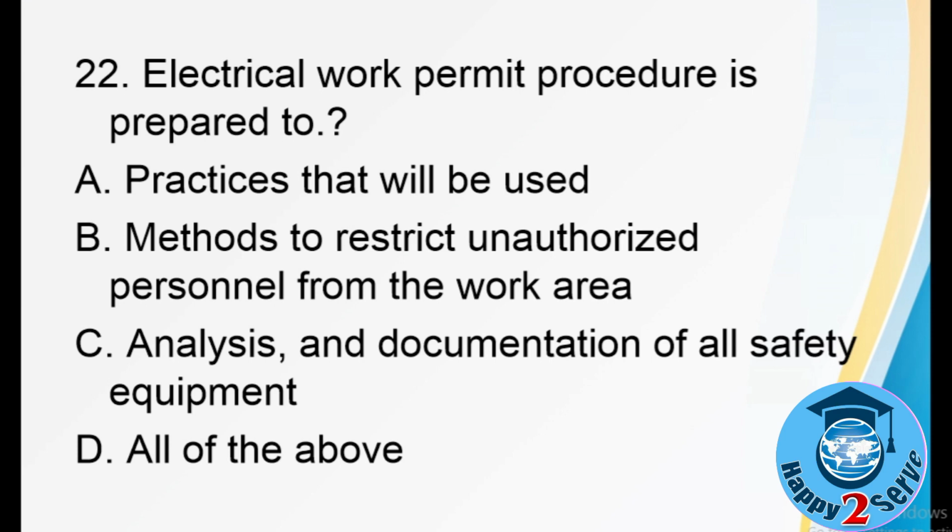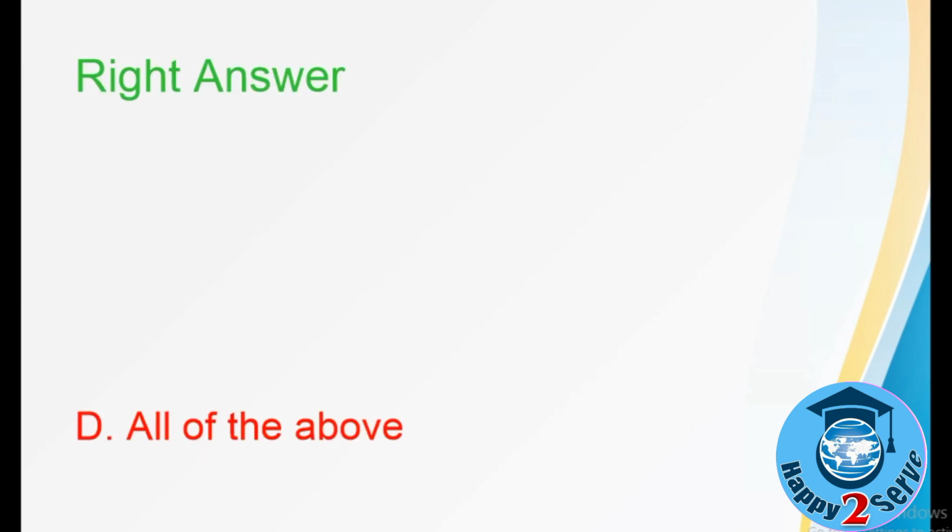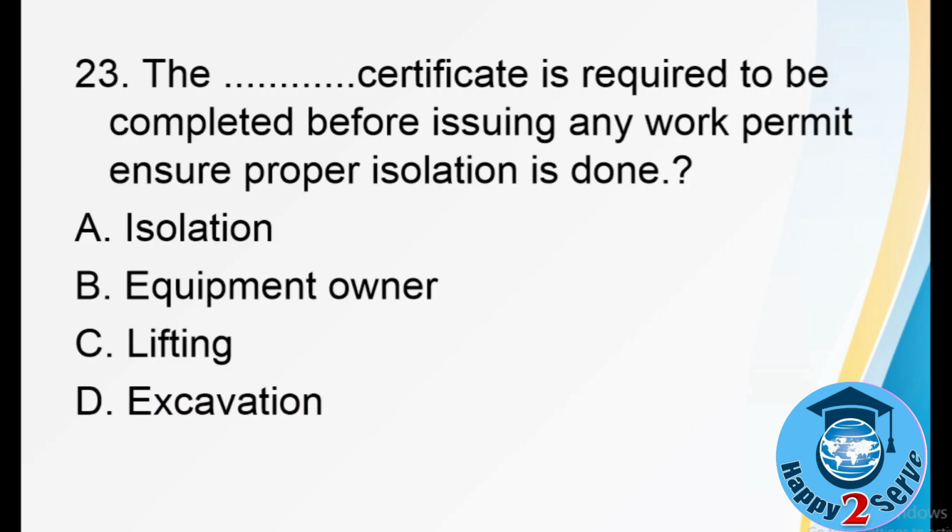22. Electrical work permit procedure is prepared to: A. Practices that will be used, B. Methods to restrict unauthorized personnel from the work area, C. Analysis and documentation of all safety equipment, D. All of the above. Right answer: D. All of the above.